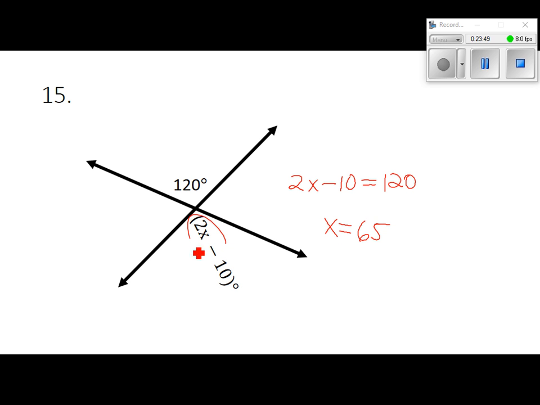What's the measure of this angle then? 100. It's the same as that, right? And they didn't have to do anything. Now, the next problem is probably gonna do something like this. If this angle's 120, what's this angle right here? 60 degrees. How much is this one over here? 60.